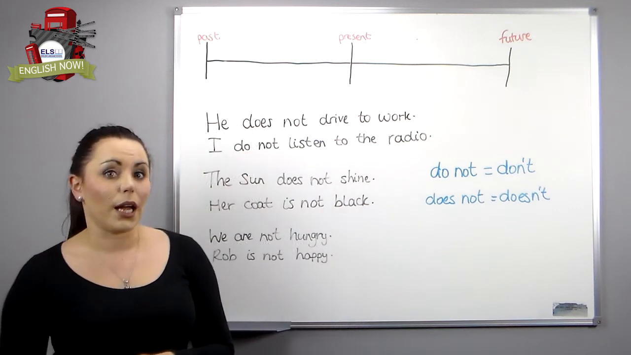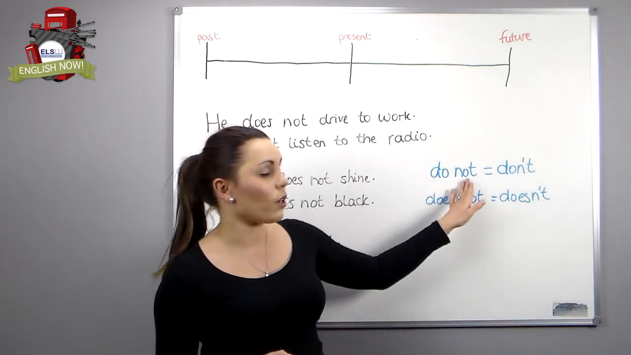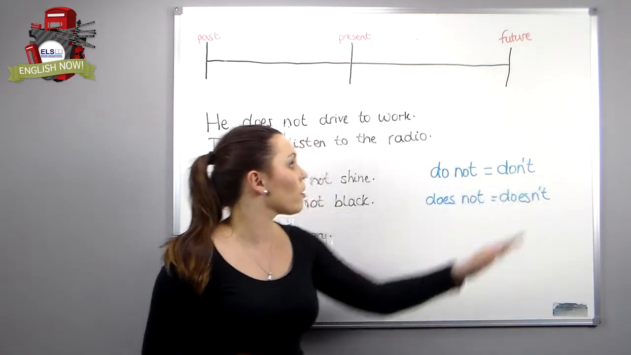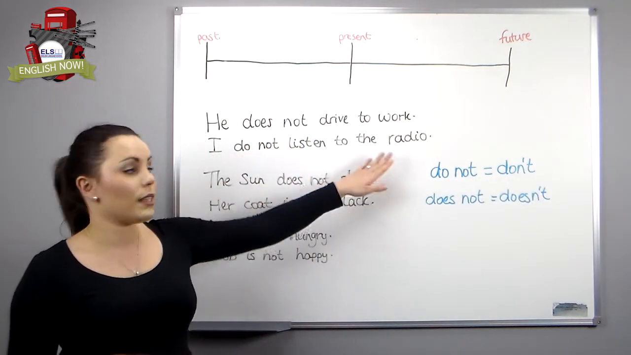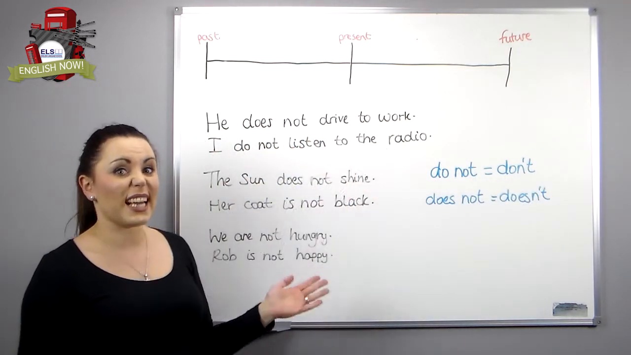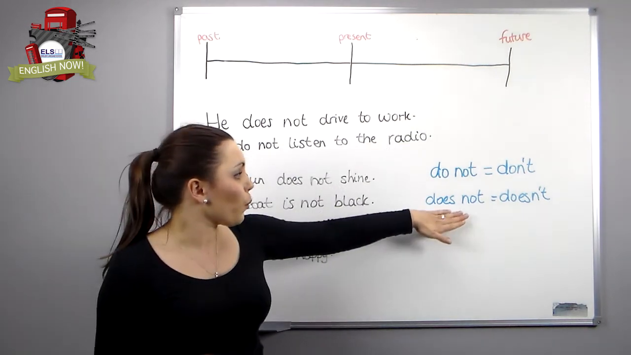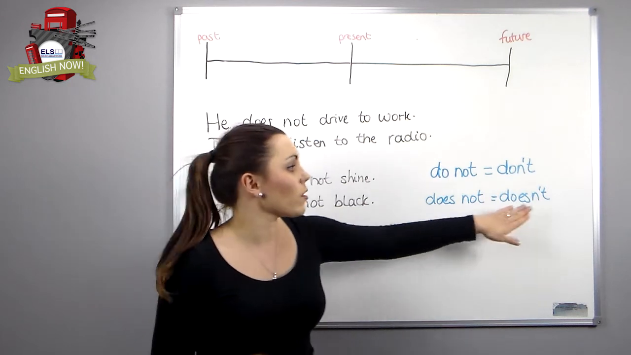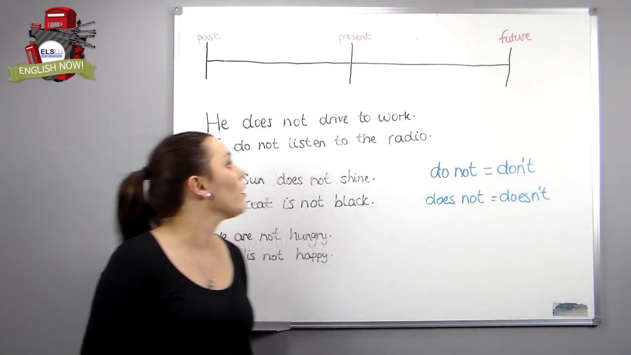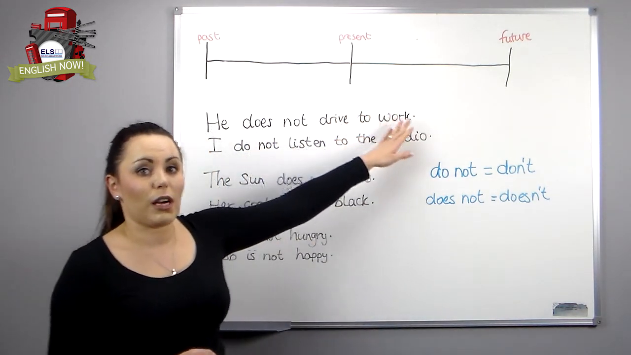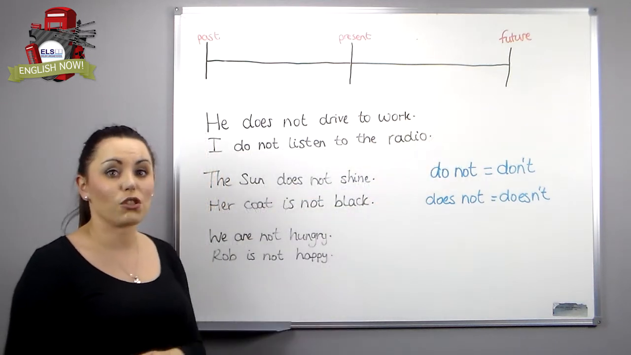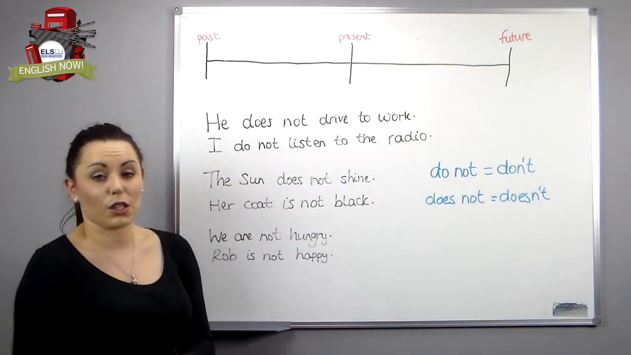To make it simpler, we can shorten do not to become don't. I do not listen to the radio is the same as I don't listen to the radio. We can also shorten does not to doesn't. He does not drive to work. He doesn't drive to work. These are both the same.